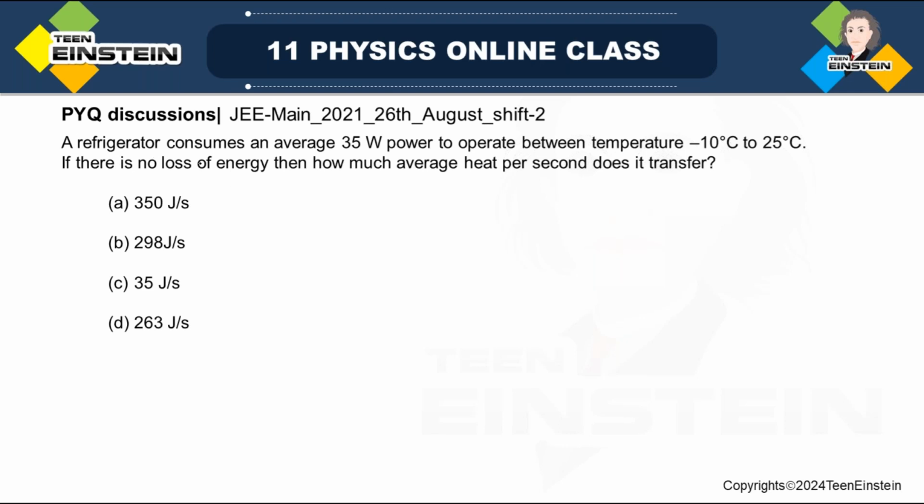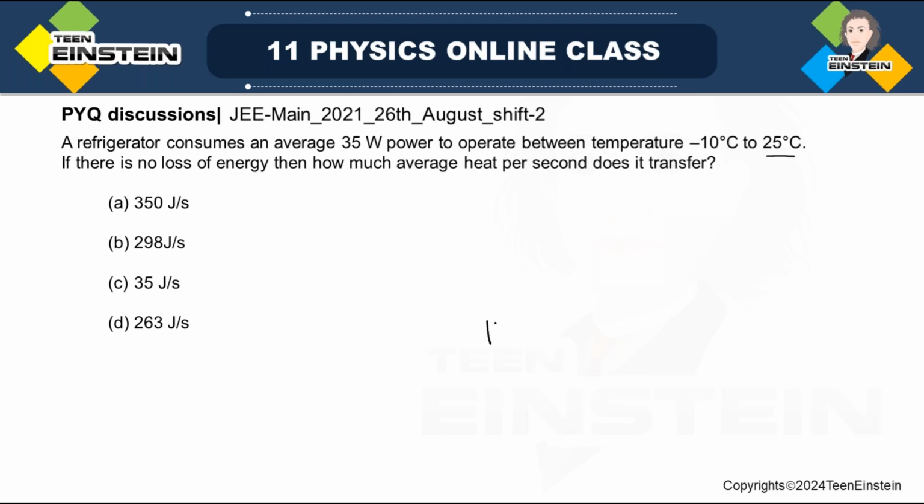So the first question says a refrigerator consumes an average 35-watt power to operate between temperature minus 10 degrees Celsius to 25 degrees Celsius. If there is no loss of energy, then how much average heat per second does it transfer? So this question is related to refrigerator.